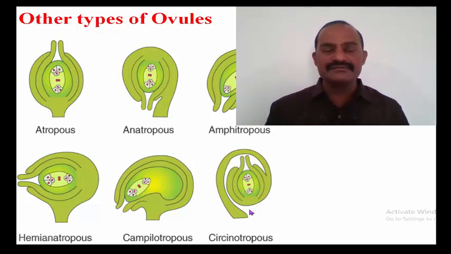So atropous ovule, typically anatropous ovule, amphitropous ovule, hemianatropous ovule, campylotropous ovule and sarcinotropous ovule. These are the different types of ovules which are found in the angiosperms. But around 90% of the angiosperms will contain anatropous ovule. So, the typical anatropous ovule in angiosperm.